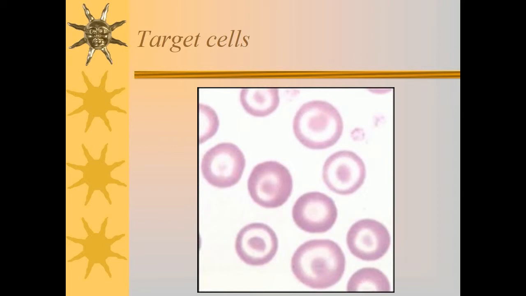Target cells. You can imagine that Cupid, Robin Hood, William Tell, and, of course, the Green Arrow, all would have loved these cells.